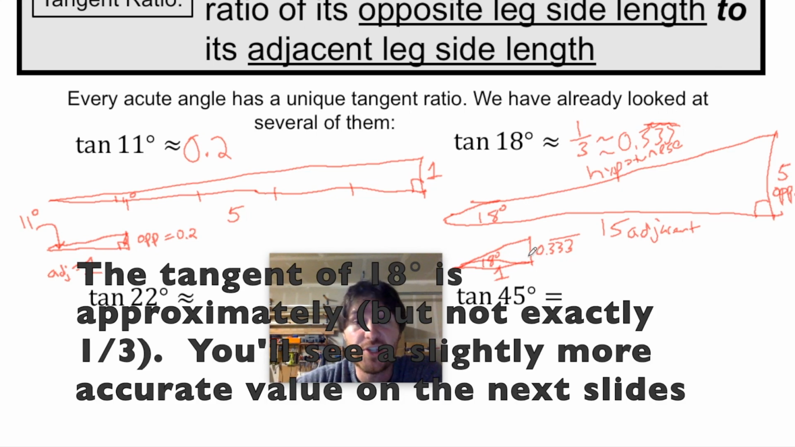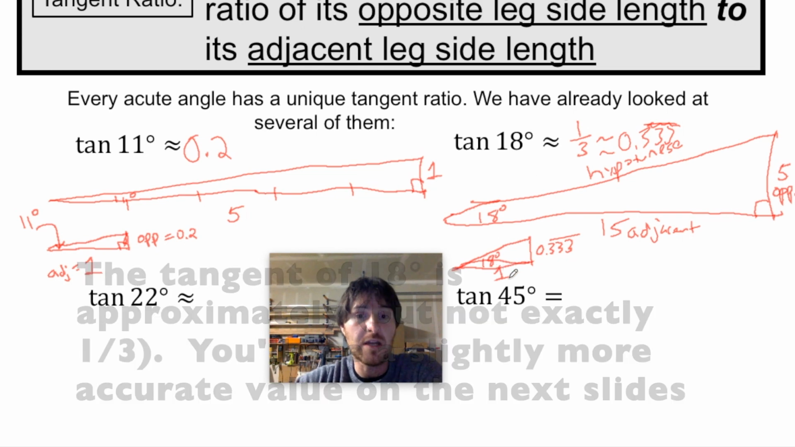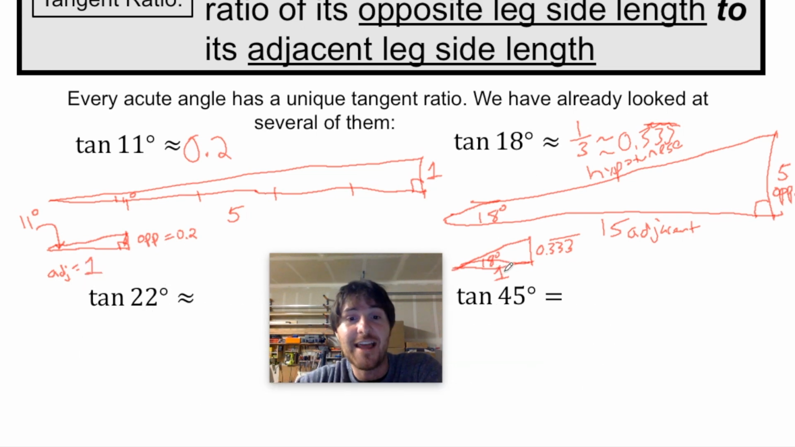But anyway, just to show you here, what this tells us, tangent of 18 degrees, is that if we have a 1-unit adjacent leg of a right triangle, then this here would be the value of the tangent, tangent of 18 degrees. Opposite over adjacent is in a 1 to 3 ratio.